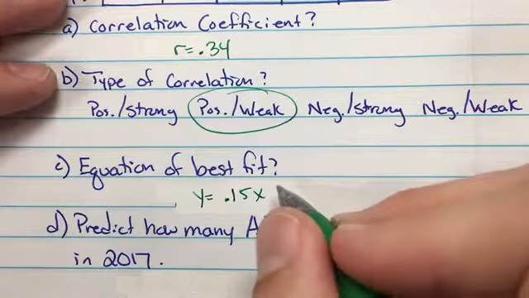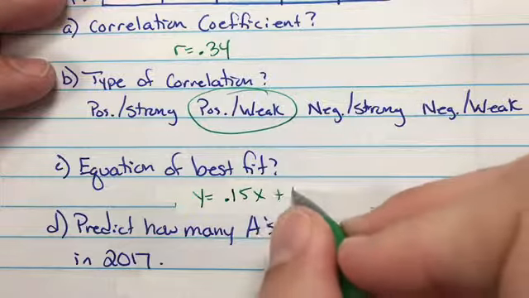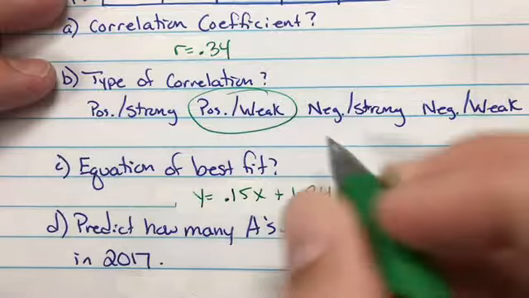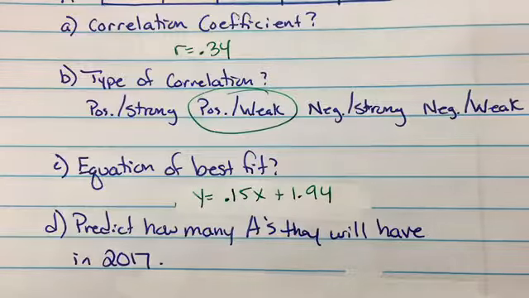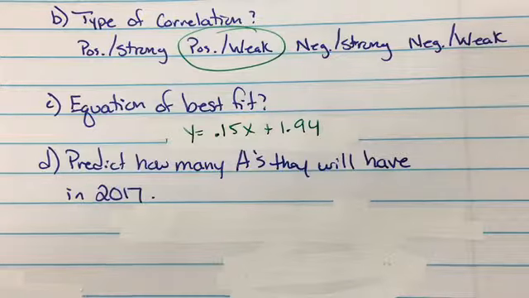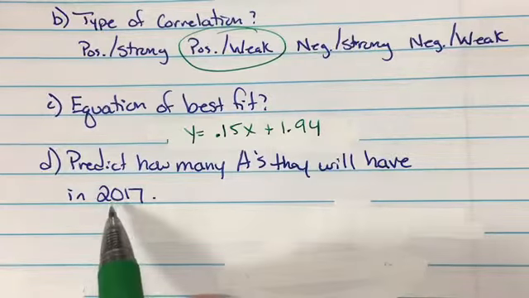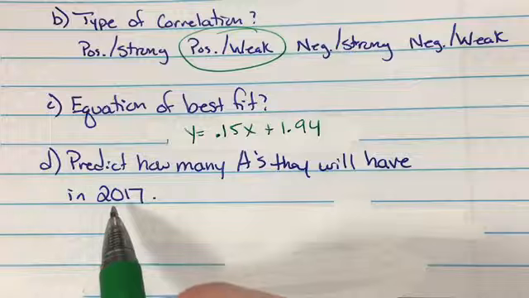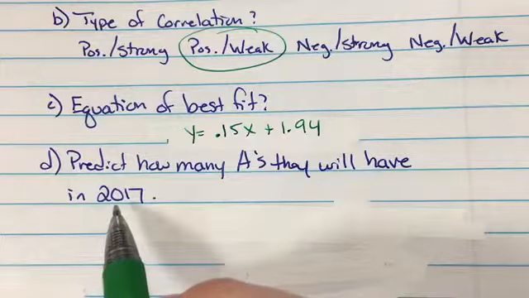Okay? So Y equals 0.15x, and since it's positive, plus 1.94. And then we're going to use that to predict how many A's we think that person will have in 2017. Now remember, don't enter 2017. That's a year. We need to have a number that replaces that.